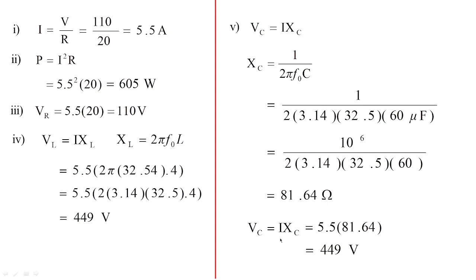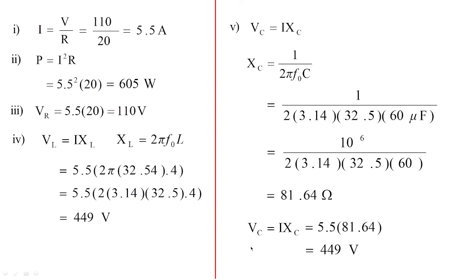In the resonance concept, resonance occurs when the inductive voltage is equal to the capacitive voltage. Thus the resonance has occurred. That's why these two voltages are the same. So this is how you cross-examine your result under resonance.